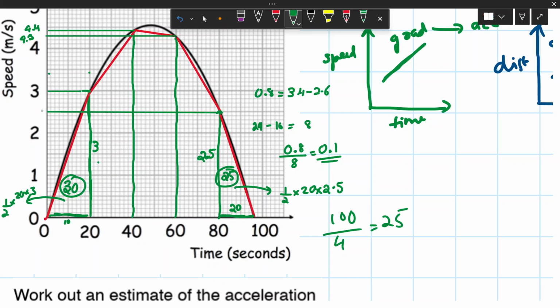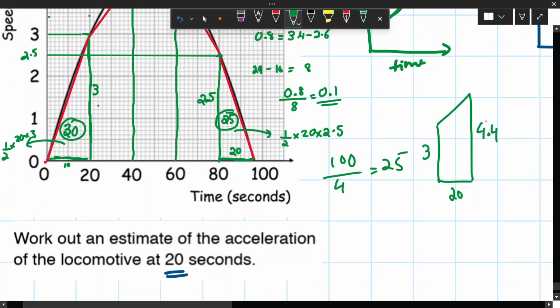Will that become a straight line? Yeah. And this one was 2.5. So if I look at that first trapezium that I have to actually figure out the area for, I've got the base, which is 20. And then I've got the smaller height, which is 3, and the longer height, which is 4.4.